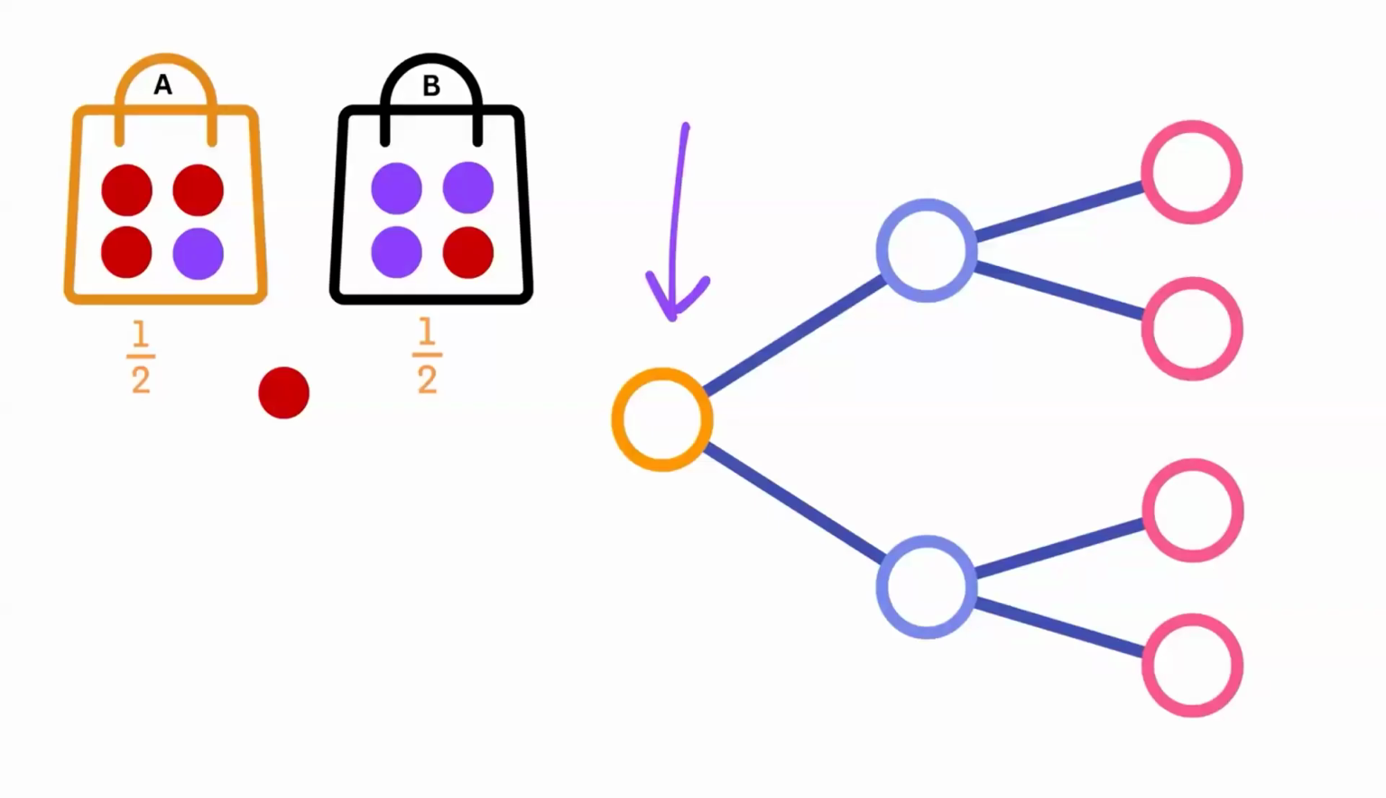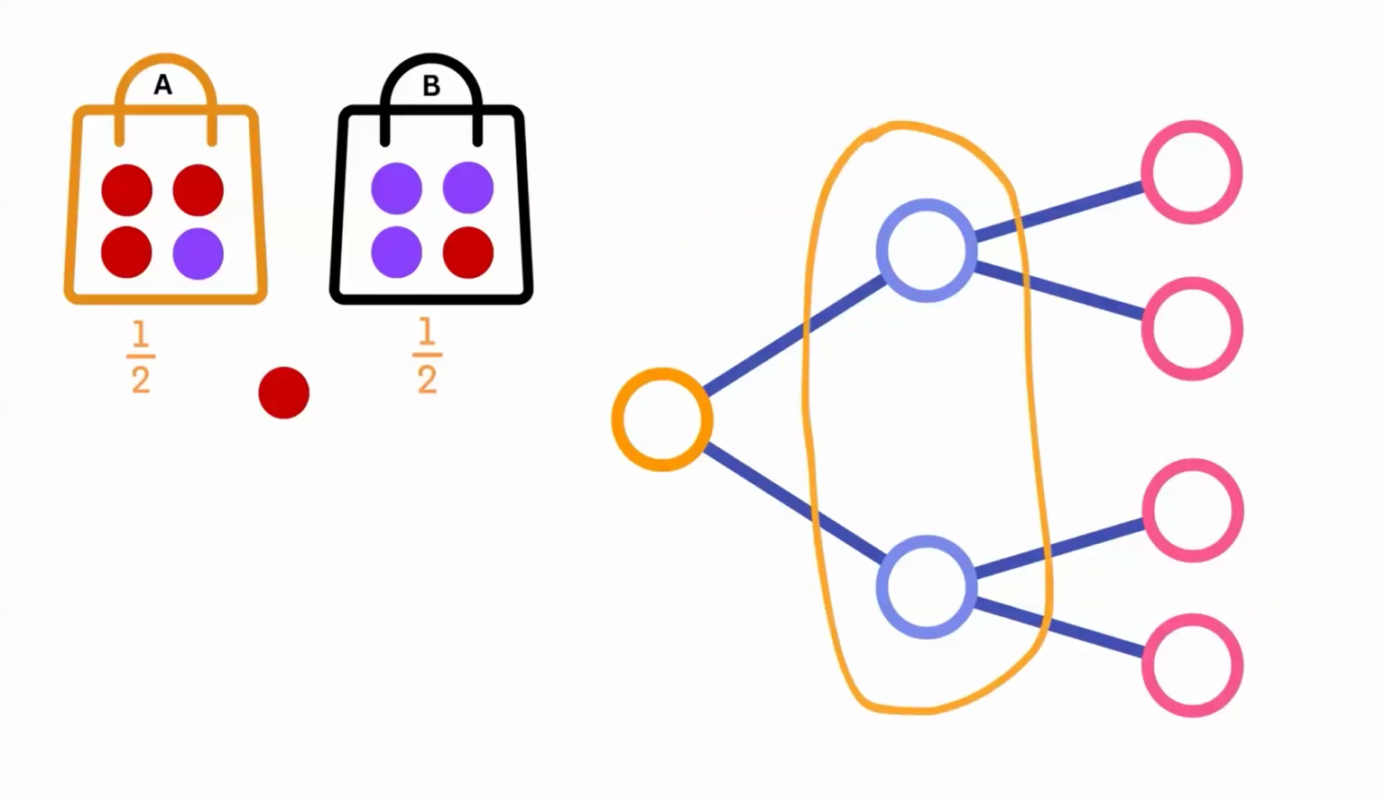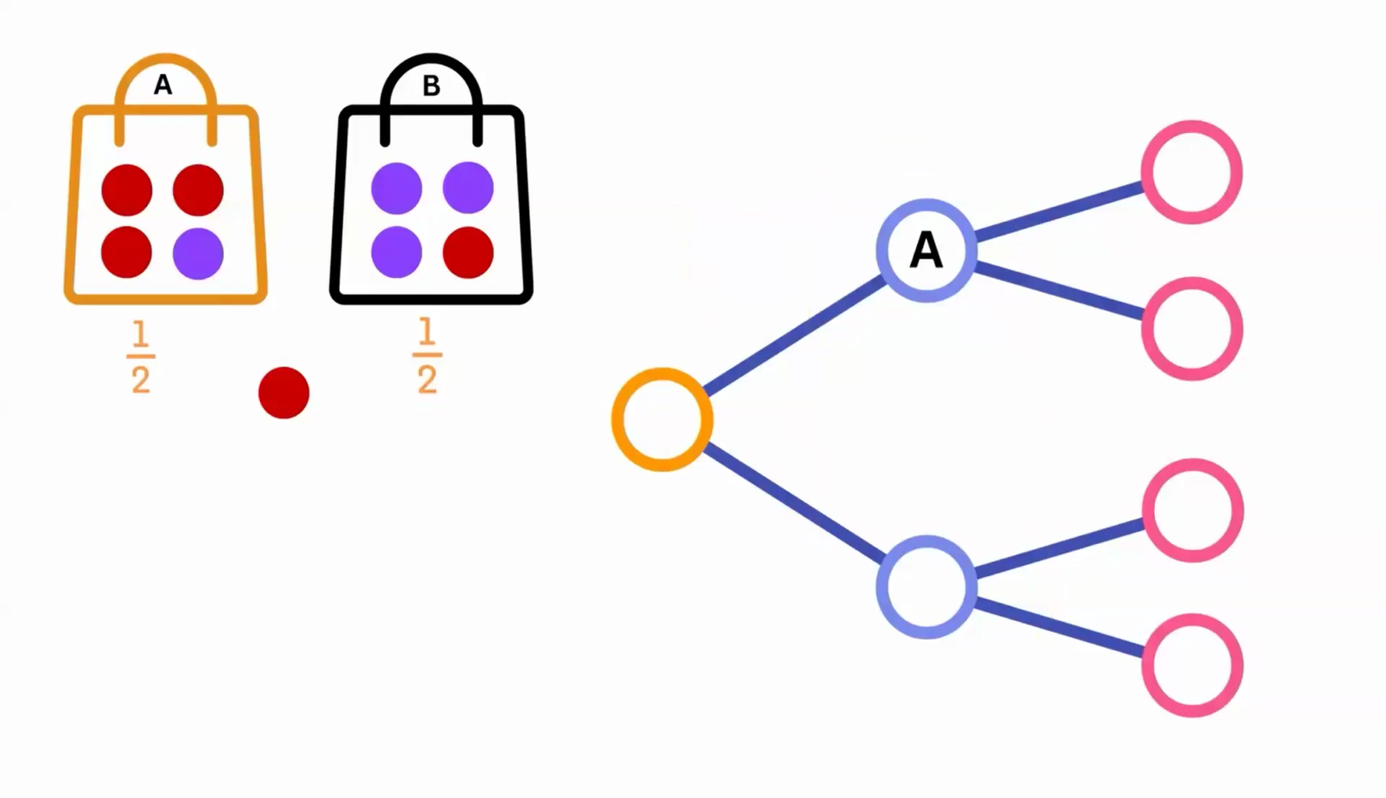Draw a small circle representing the root of the tree, and then 2 branches to the right, like this. At the first branching point, label the top branch bag A with probability 1/2, and the bottom branch bag B with probability 1/2, like this, because initially both of them are equally likely to be chosen.